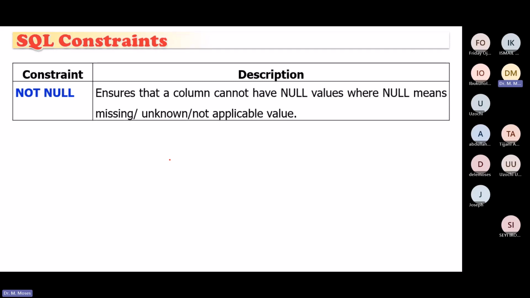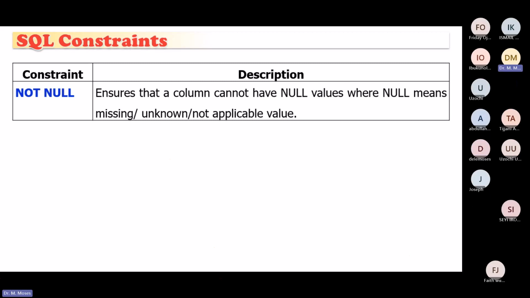So when you are collecting data for your database, at the process of designing the table, you must decide which information should not be null. That means that information must be entered in your table. So depending on what you are designing, it will determine which columns should be null and which column should not be null. So ensure that a column cannot have null values, where null means missing, unknown, or not applicable values.